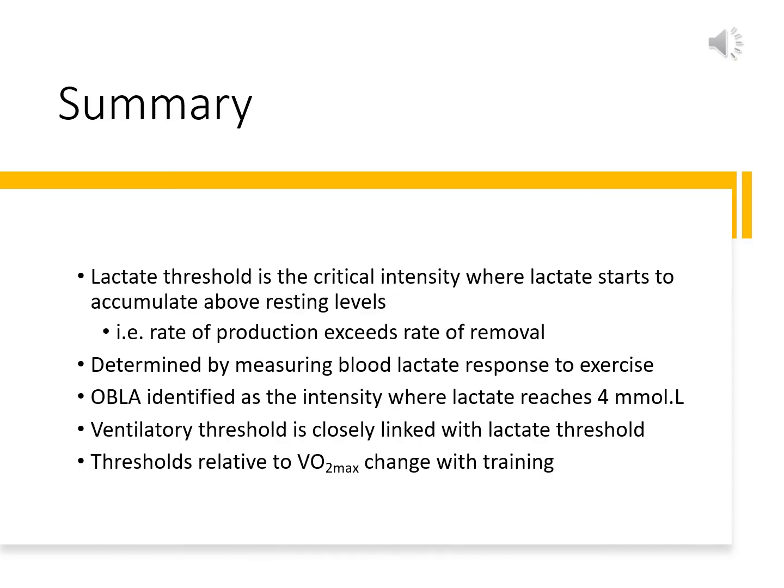Summary, guys. So a lactate threshold is the critical intensity where lactate starts to accumulate above resting levels. So up until that exercise intensity, it stays basically in a flat line. Once we hit that lactate threshold, or lactate turning point, or lactate breakpoint, whatever you want to call it, our rate of production is now exceeding the rate of removal from the body. So we start to go up again, still on a linear line, but just not a flat line anymore. We're now going up on a little bit of a slope.